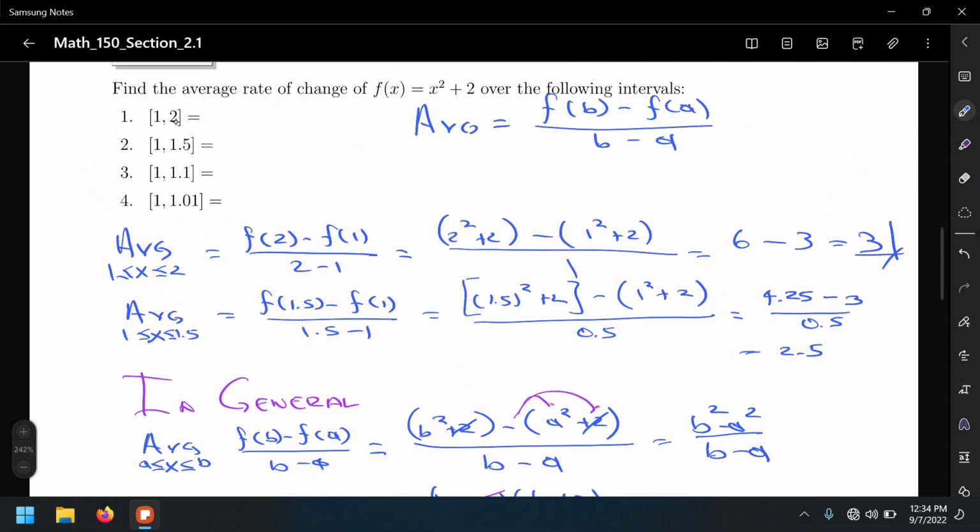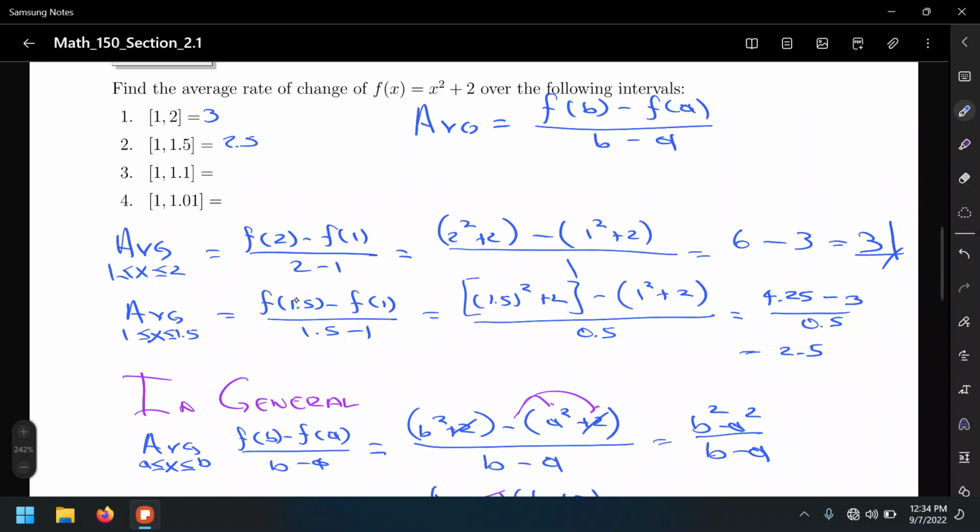What is 1 plus 2? Because this is a and this is b. Do we agree? So 1 plus 2 equals 3. Isn't it the same as we did with the long calculation? What is 1 plus 1.5? 2.5. Isn't it the same as what we got in the second calculation the long way?